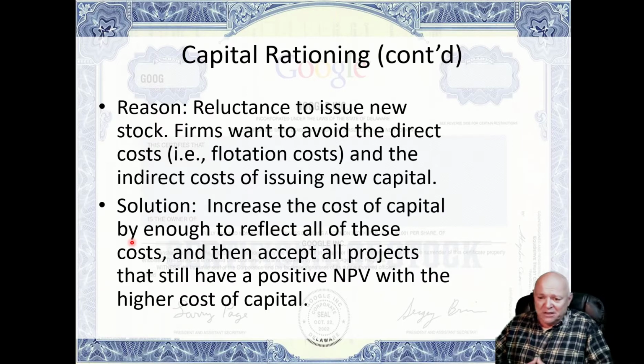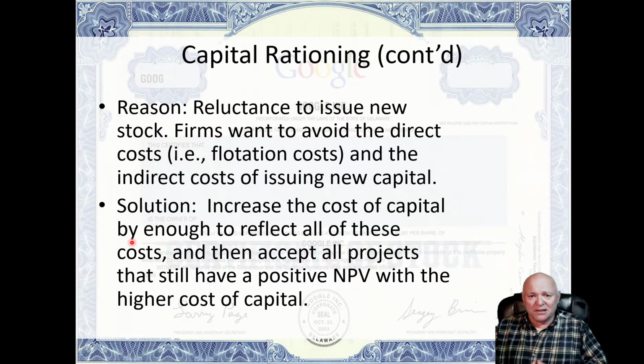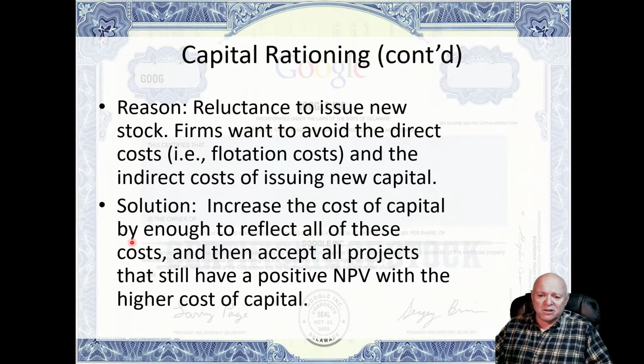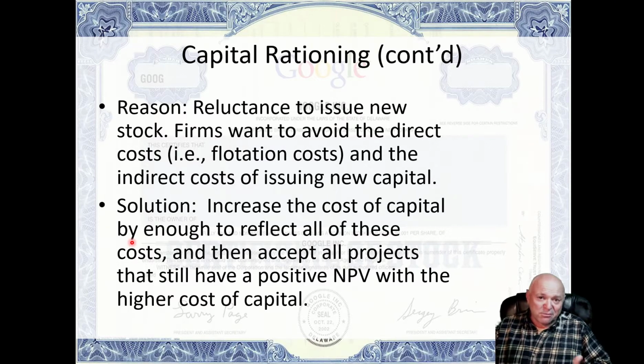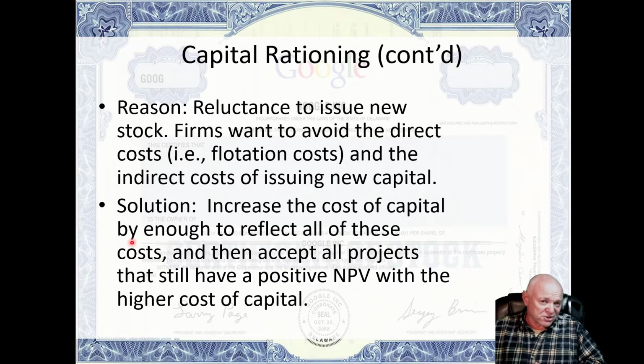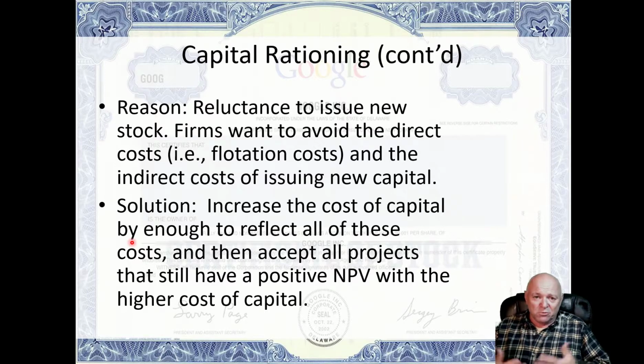One of the ways around this is to increase the cost of capital enough to reflect all the costs and then accept the projects that still have positive NPV. So in other words, we said 10%. What if we said 12%? That might also drive out some of our good projects that only had an 11% rate of return, but it would allow us to do the projects that we can do, like Project C. It would allow us to avoid the capital rationing problem.